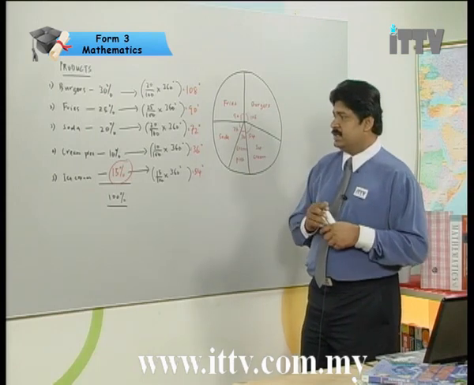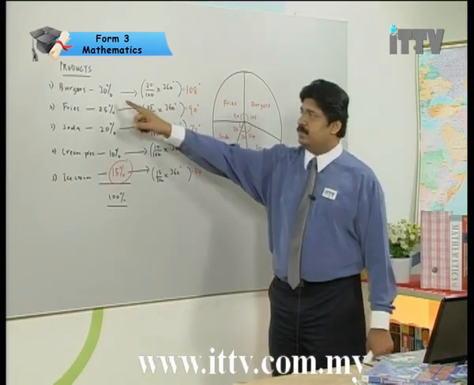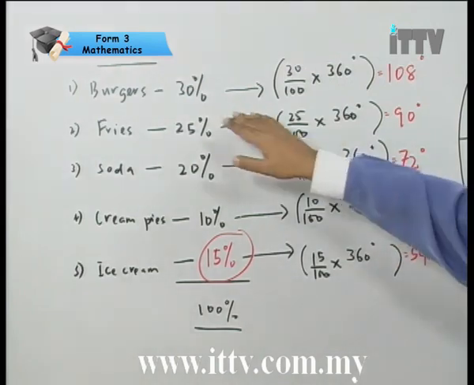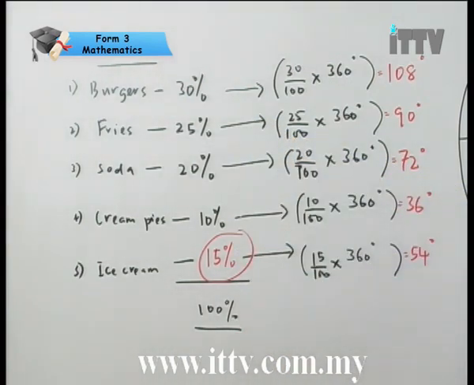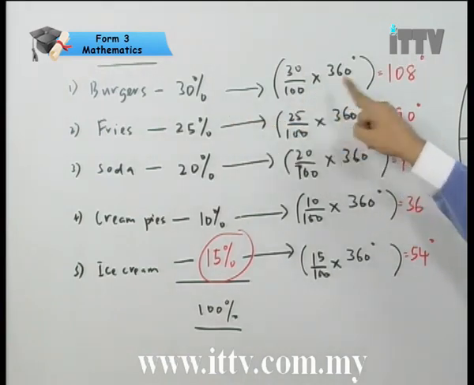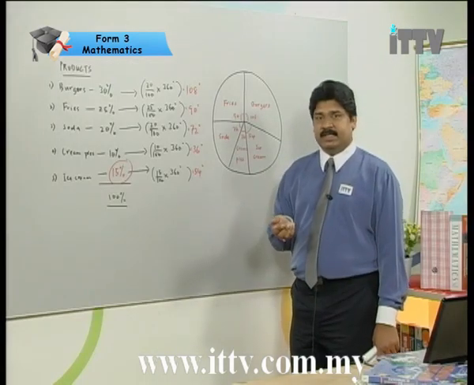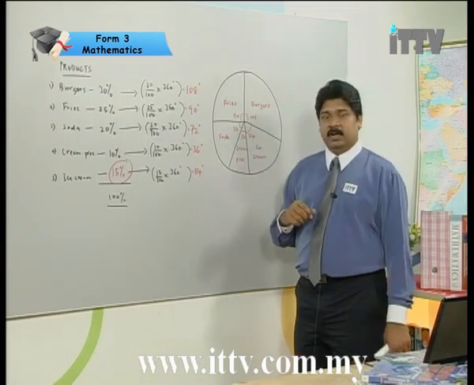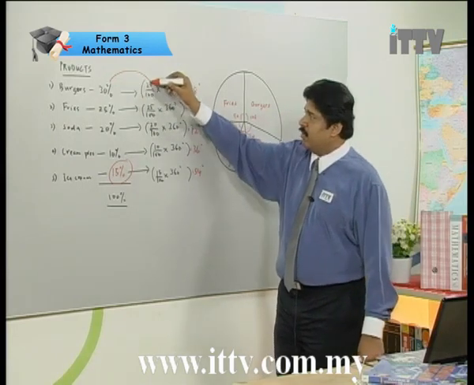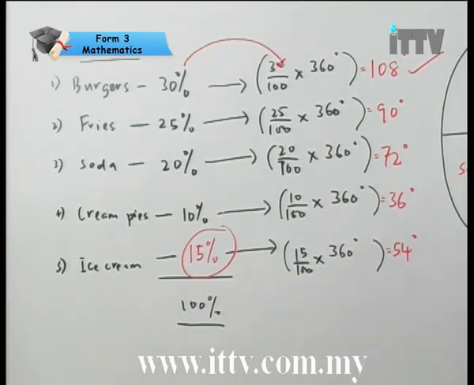The next issue here is, in order for me to represent it in angles, I have to convert the percentages into angles. How do I do it? Since I know the total is 100%, I take 30% over 100% times 360 degrees. Why are we multiplying with 360? Because one whole turn is 360 degrees. So 30% converted into degrees, I should obtain 108 degrees.